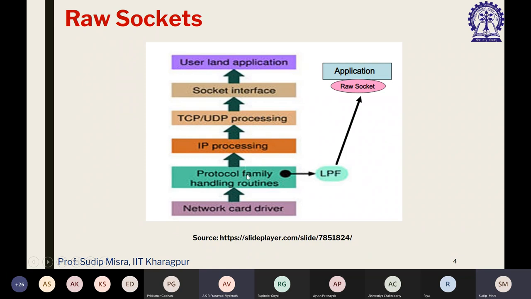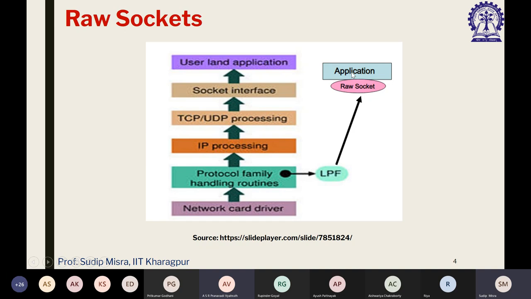But using a raw socket, what you are doing is bifurcating from the protocol family handling routines at this layer. Through this Linux protocol family, you are bifurcating and bypassing all the layers in between, including the network layer, transport layer, etc., and making all this data available through the raw socket. This is called the raw socket, right? Through the raw socket, you are making it available to the application.